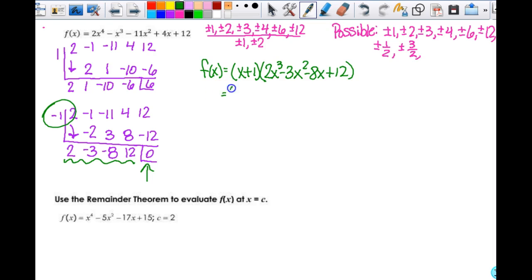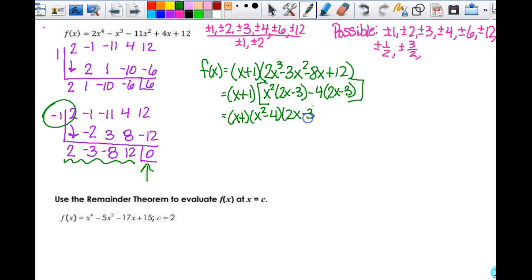So this x plus 1, we don't want to lose him, right? I'm going to try and factor by grouping, which means I'm going to add some brackets in here. Out of these two, I can factor out an x squared. That leaves me with 2x minus 3. Out of these two, I can factor out a negative 4, which will leave me with 2x minus 3. So that's good news because these match, which means I can actually use that. So then I have x plus 1 times x squared minus 4 times 2x minus 3. Oops, I lost my 1 in there.